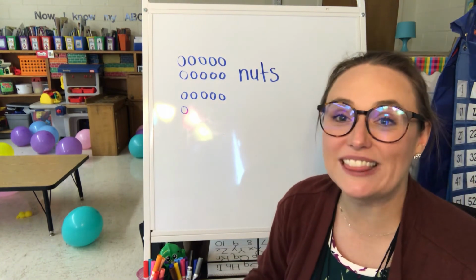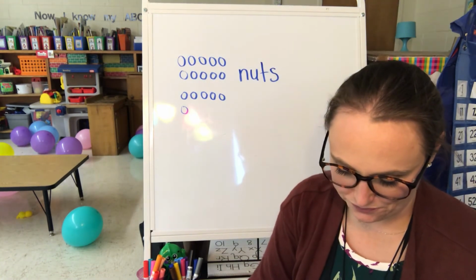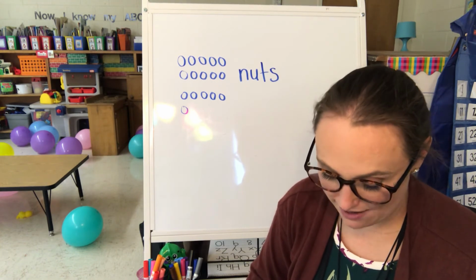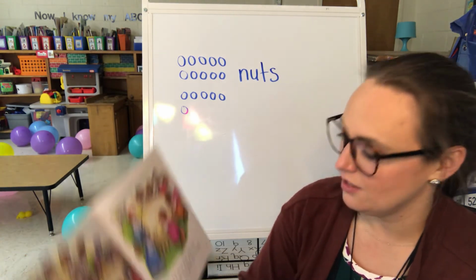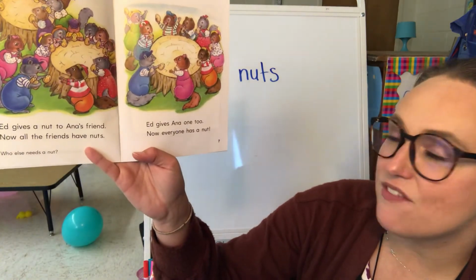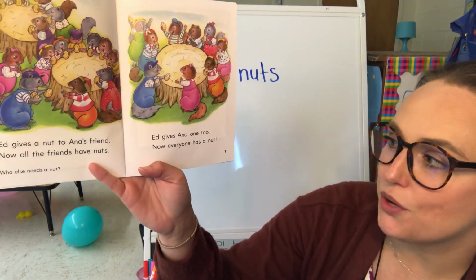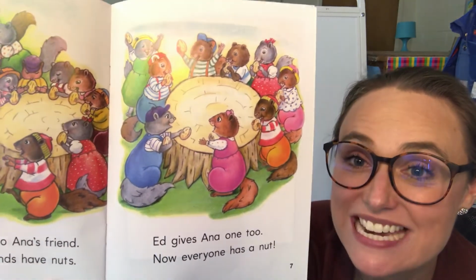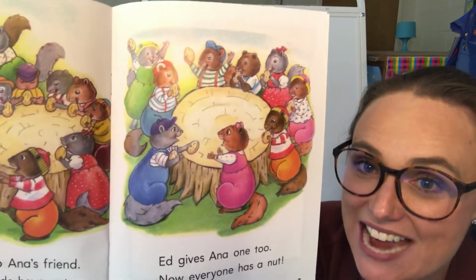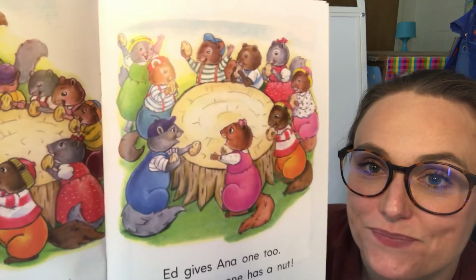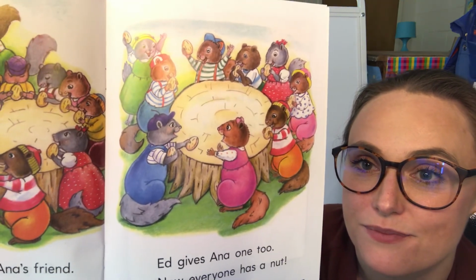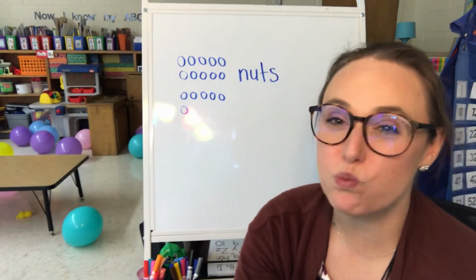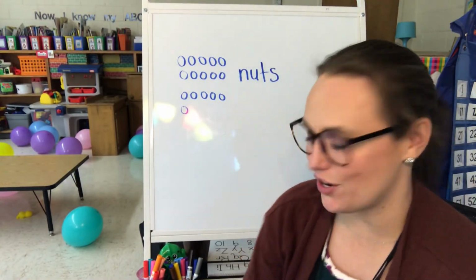All right, here's our last question. It says, look at page 7. Ed gave Anna 1 too. Now everyone has a nut. How many nuts did Ed give Anna? 1. Let's write the number 1 on our paper.